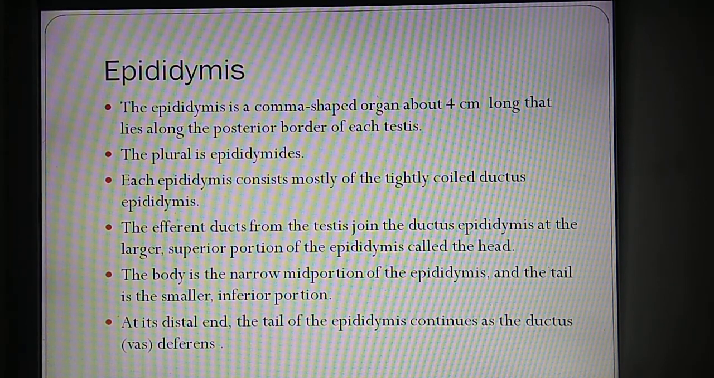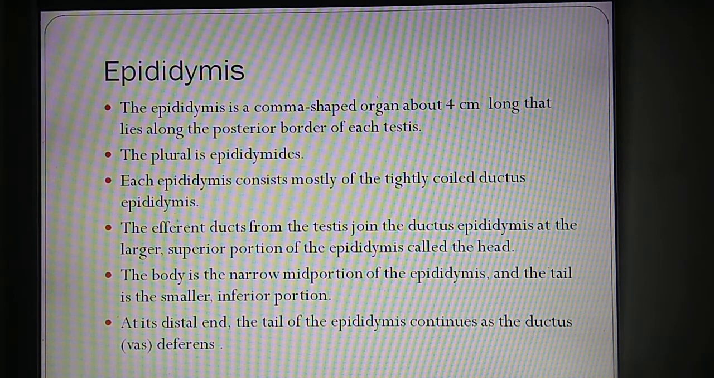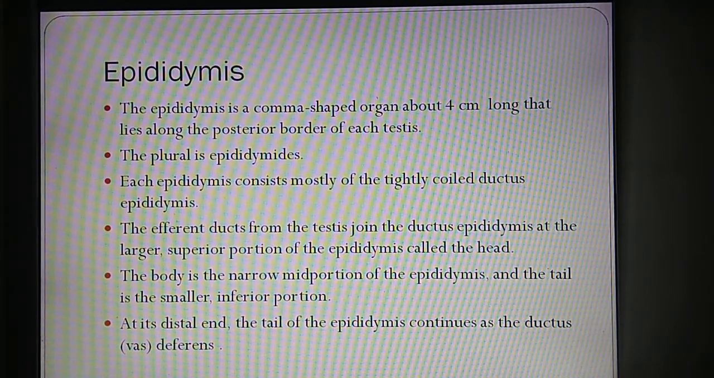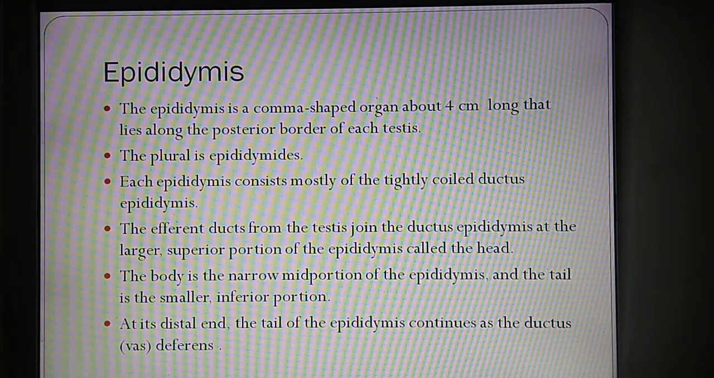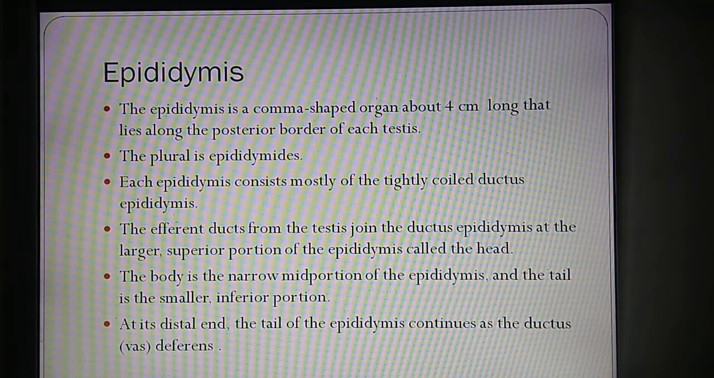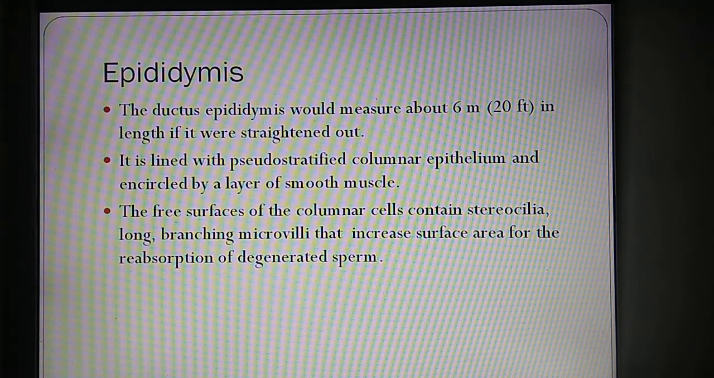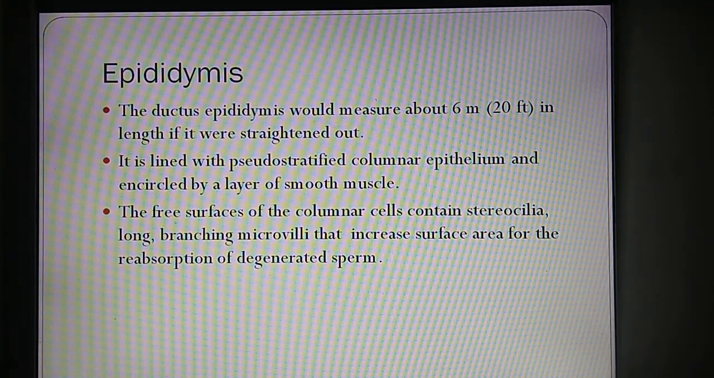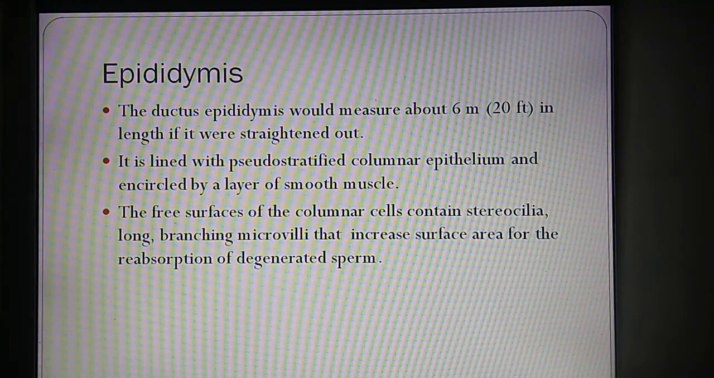That means epididymis has 3 parts: head, body and tail. At its distal end, the tail of the epididymis continues as the ductus deferens. This is also called vas deferens. The ductus epididymis would measure about 6 meters in length if it were stretched out.